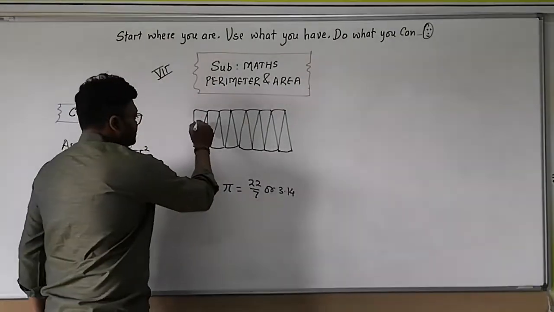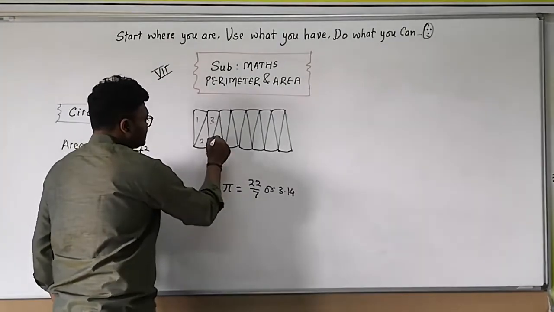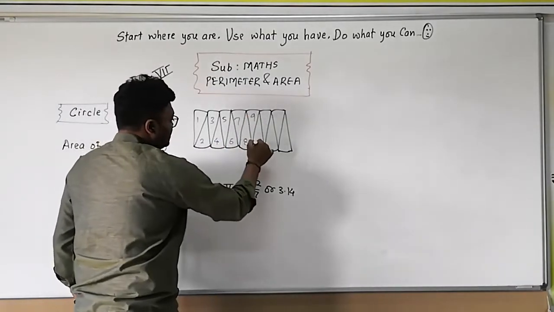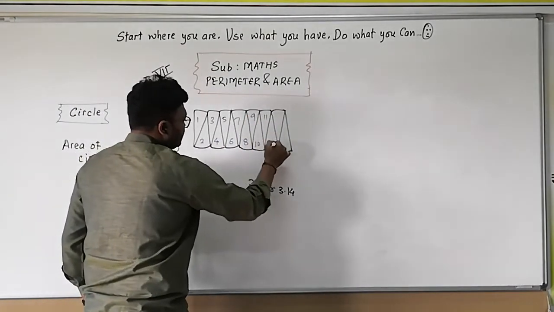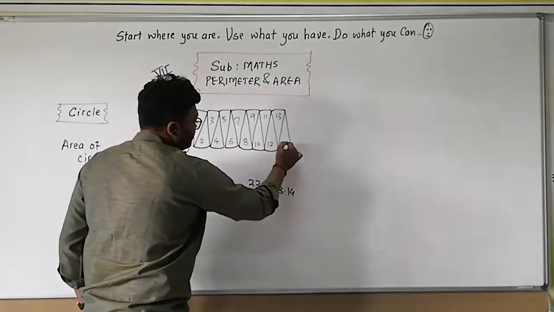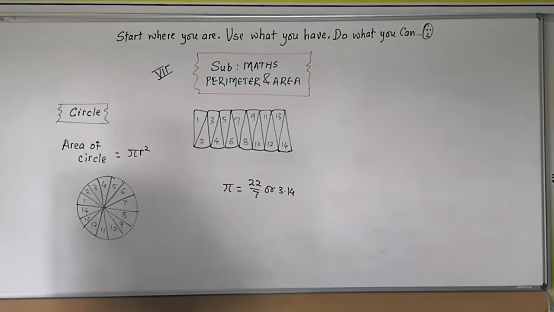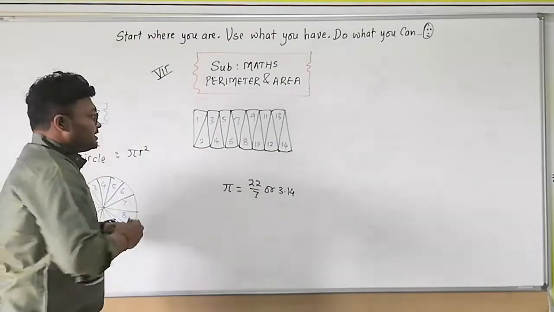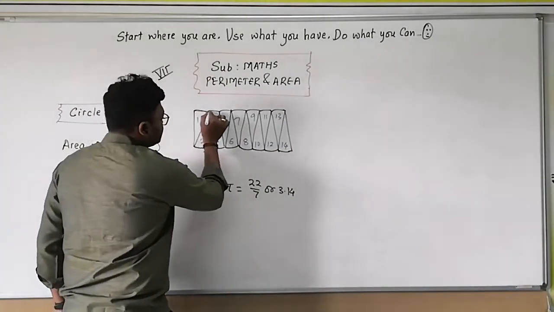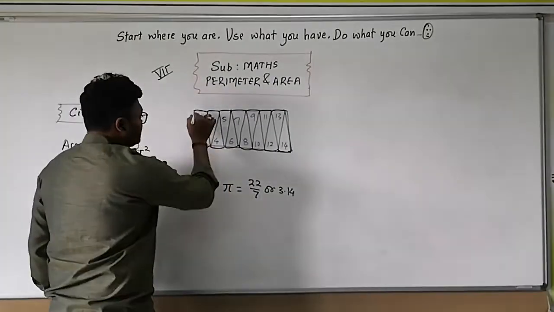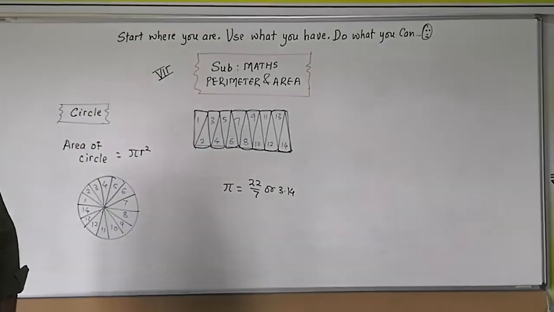Count the parts. This is the first part, second, third, fourth, fifth, 6, 7, 8, 9, 10, 11, 12, 13, 14. How many parts are there? 14 parts arranged in this manner. So if you think precisely, what is its shape? It is in the shape of a rectangle.